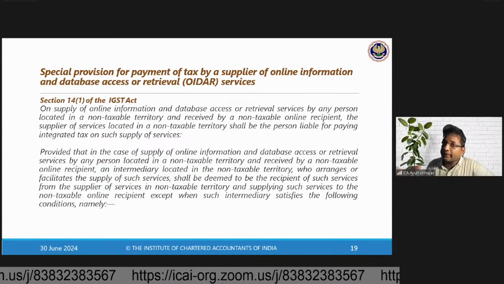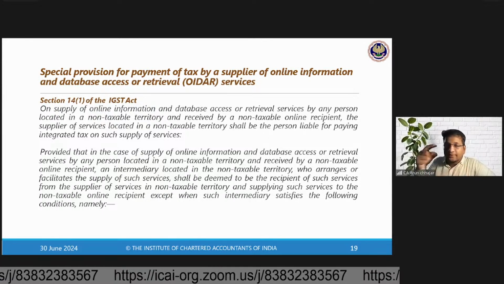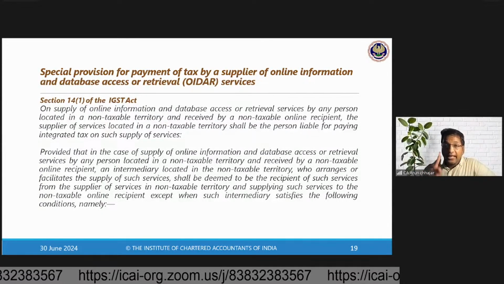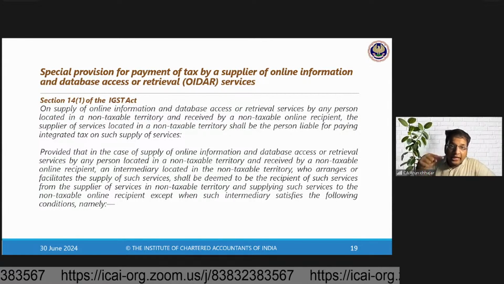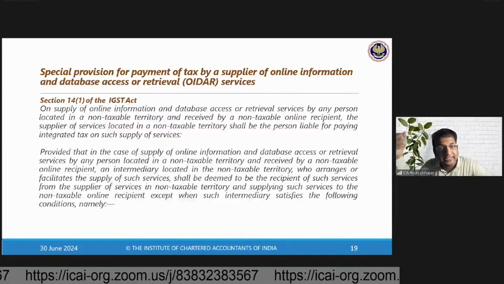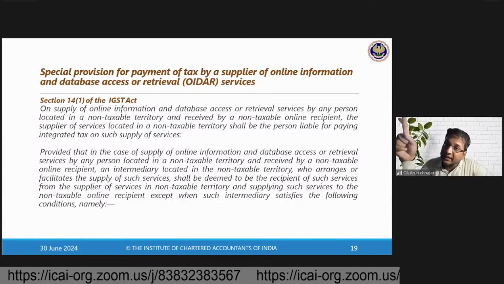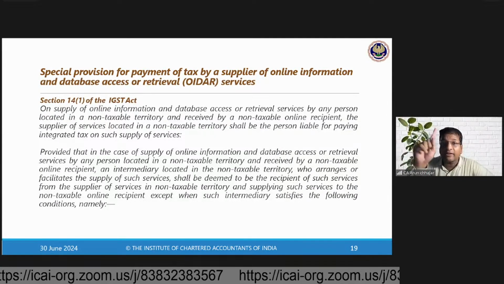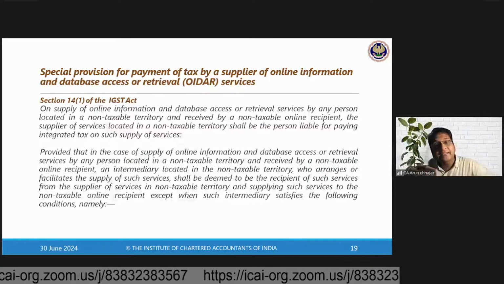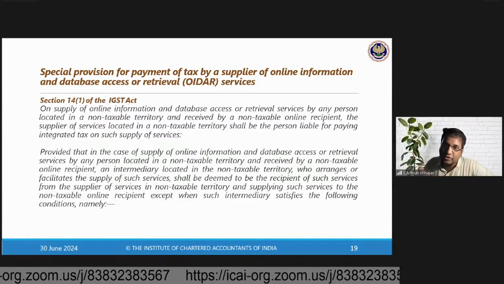In that case, what happened? If I am registered, then I will pay the tax under RCM. But if I'm not registered, then as per section 24, liability would be shifted on OIDAR, Online Information Database Access Retrieval. They have to pay the tax under forward charge. Section 24 clause 11 talks about them having to take mandatory registration and pay the tax as forward charge.